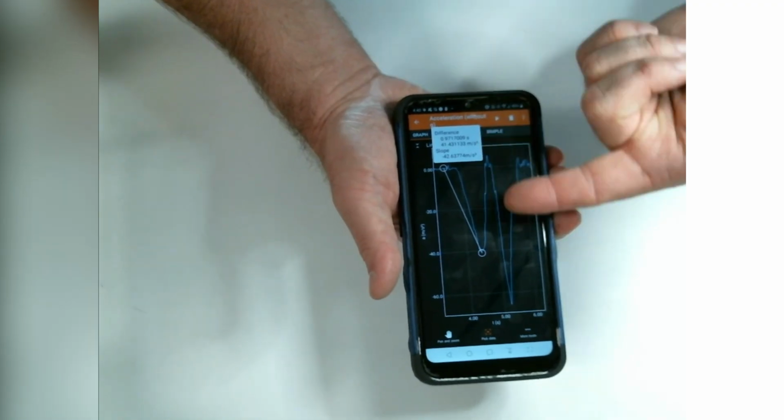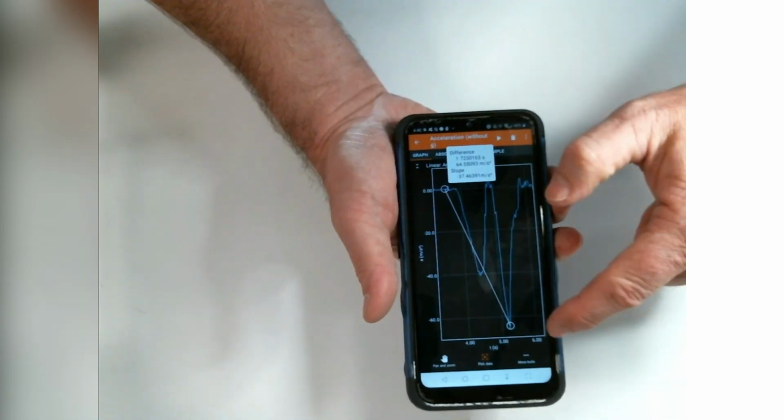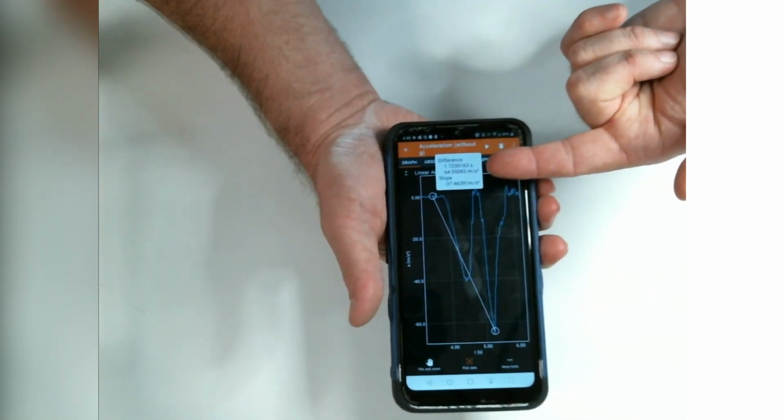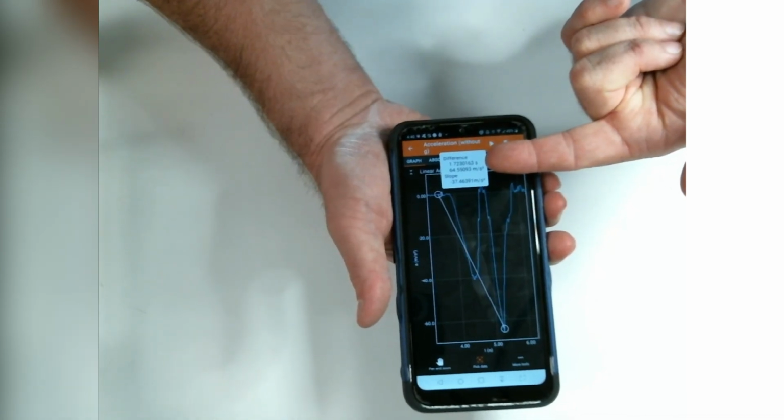That's minus 41 meters per second squared. You can also zoom this out further and see that you're out at 64 meters per second squared as your maximum when you're swinging through.